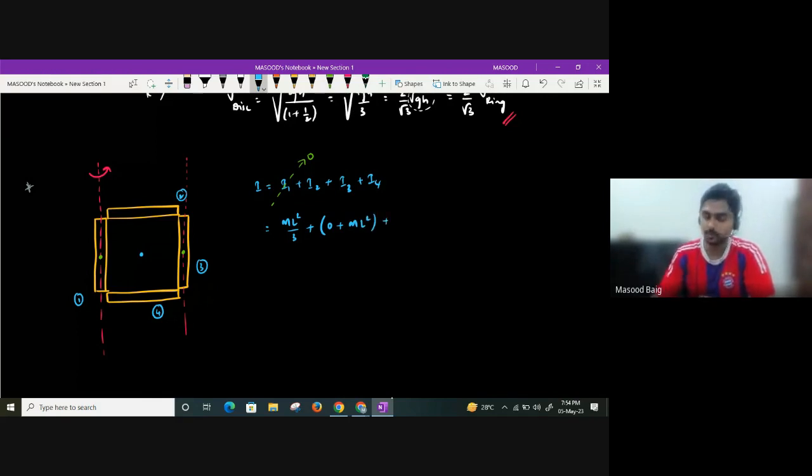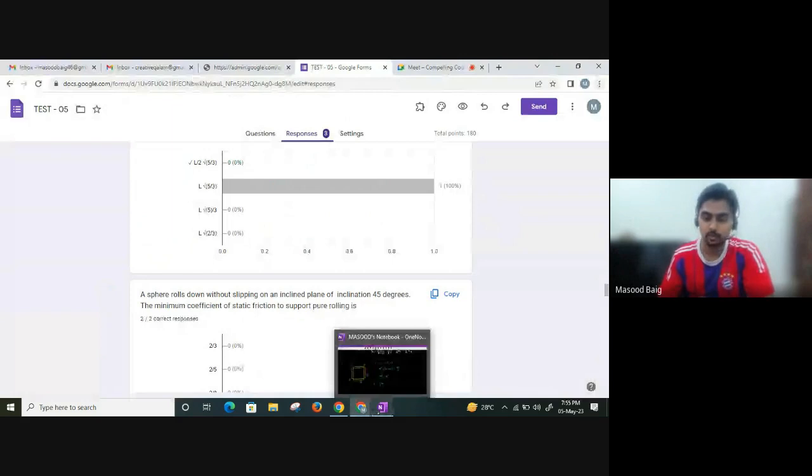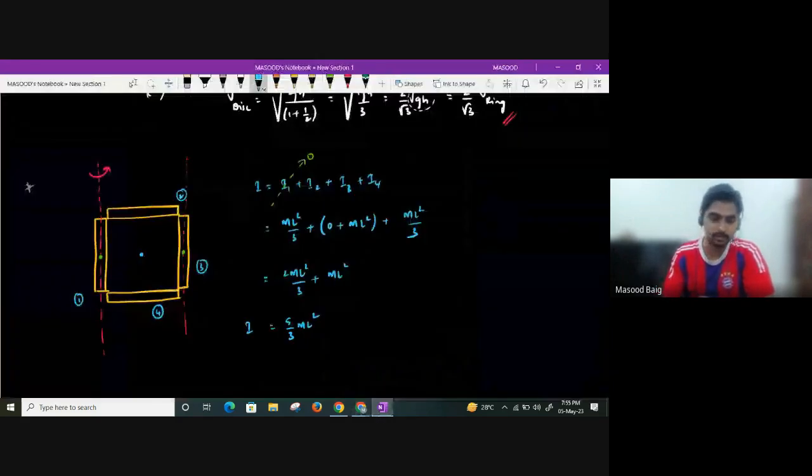For the fourth one also, the given axis is an axis passing through one of the ends and perpendicular to the length, so it is ml square by 3. So I'll get 2ml square divided by 3 plus ml square, which is 5 by 3 times ml square. And as we know, for the whole system, the entire object has a mass of 4m, right? So I can write 4m into k square will be equal to 5 by 3 into m into l square.